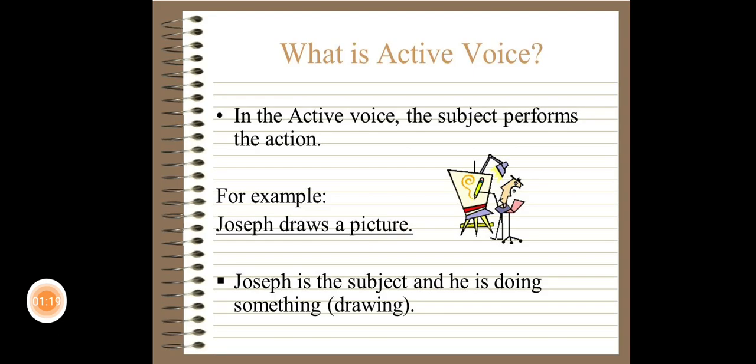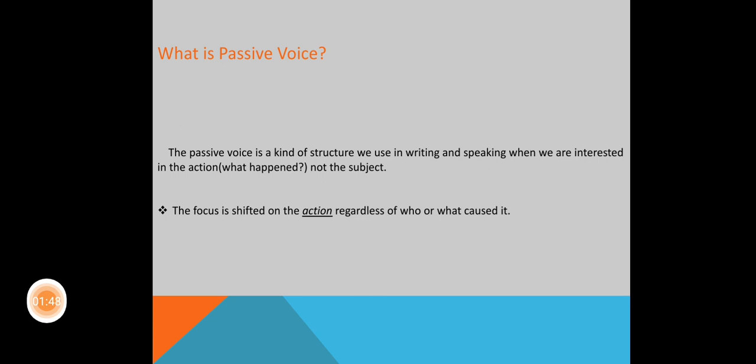So we have what is active. If we know the passive, we should know what is active. In the active voice, the subject performs the action and is mentioned. Joseph draws a picture. Joseph is the subject or the agent who is performing the drawing in the sentence here. So this is an active sentence because we know the subject is well defined, while in the passive here, the focus is only on the result of the action, not on who did it, not on the subject.